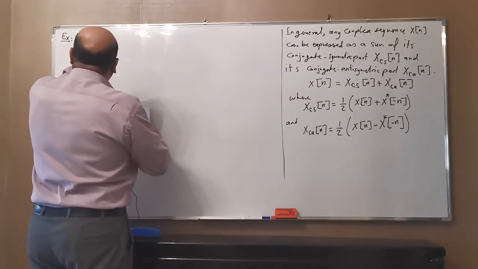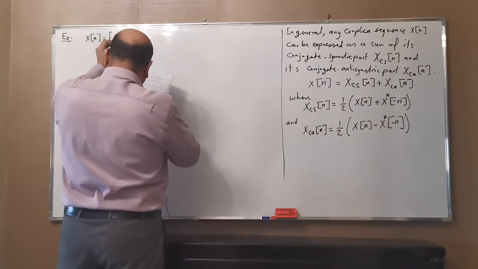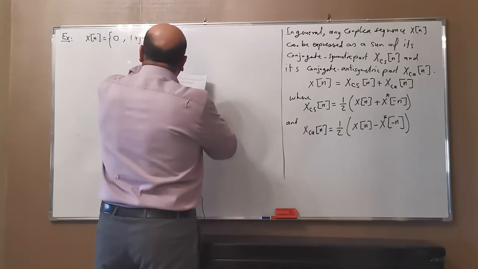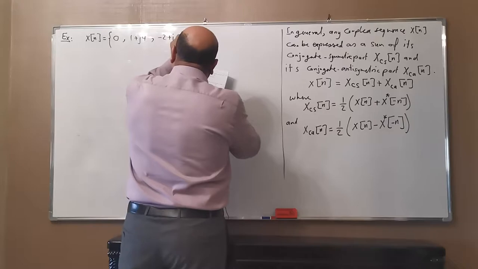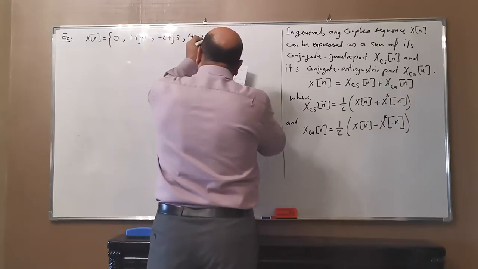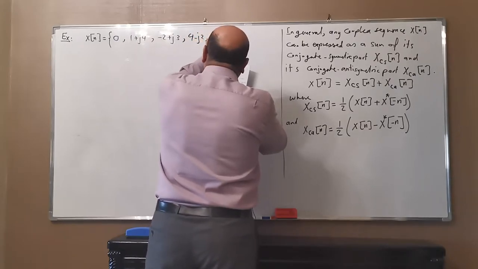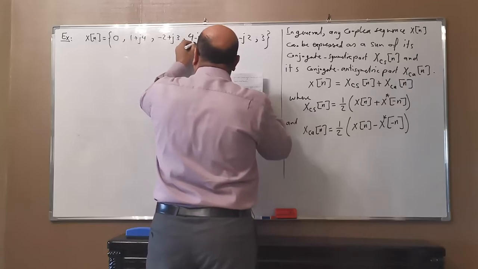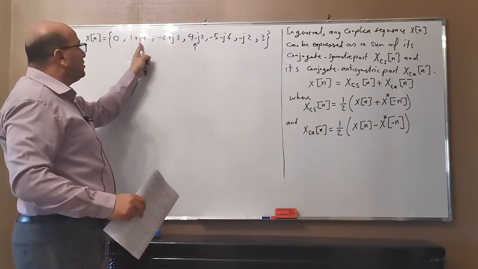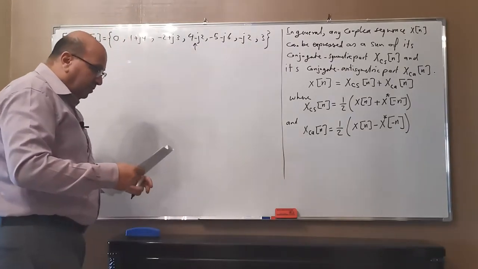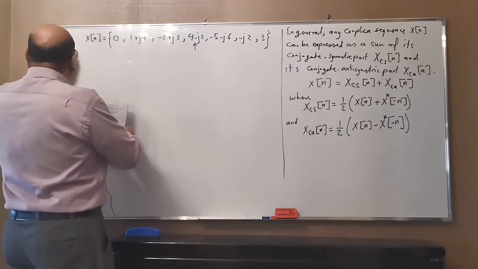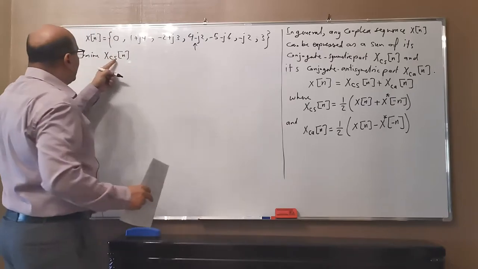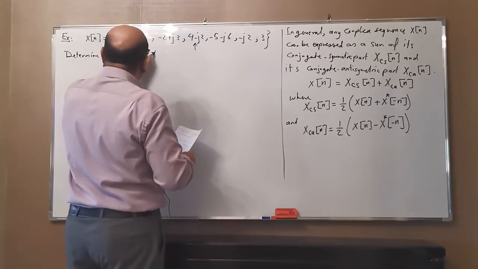x of n is equal to 0, 1 plus j4, minus 2 plus j3, 4 minus j2, minus 5 minus j6, minus j2 and 3. And we have the 0 here. So we have 0 index, minus 1, minus 2, minus 3, 1, 2, and 3. So this is a complex sequence. And what we need here is to determine x conjugate symmetric of n, the conjugate symmetric part of x of n, and the x conjugate antisymmetric of n.